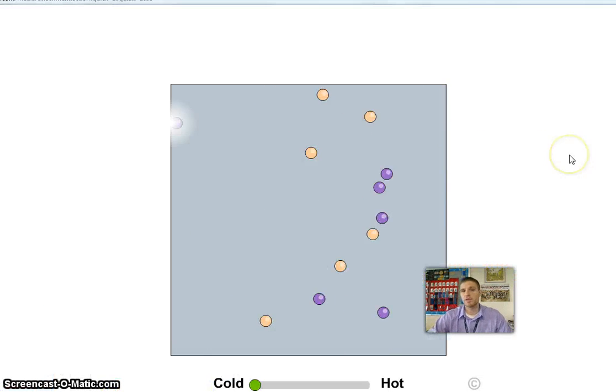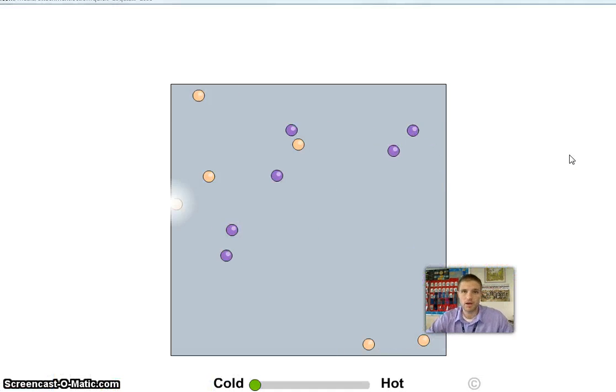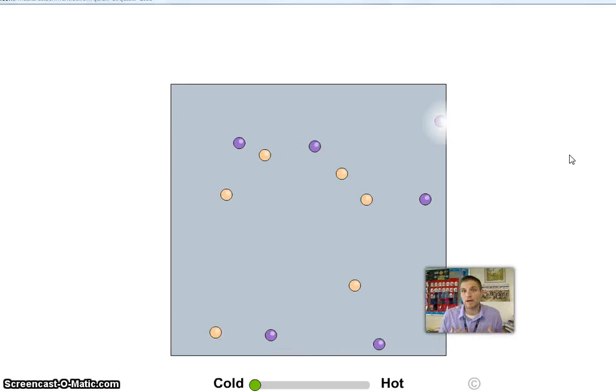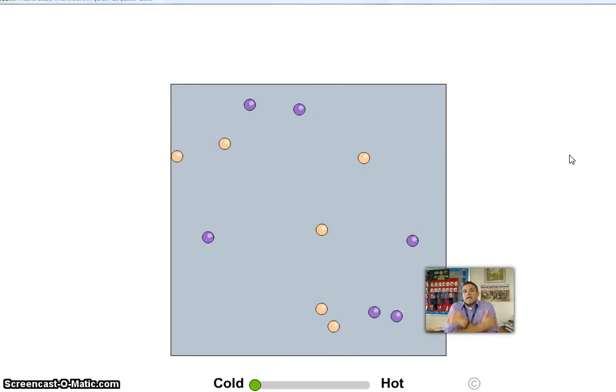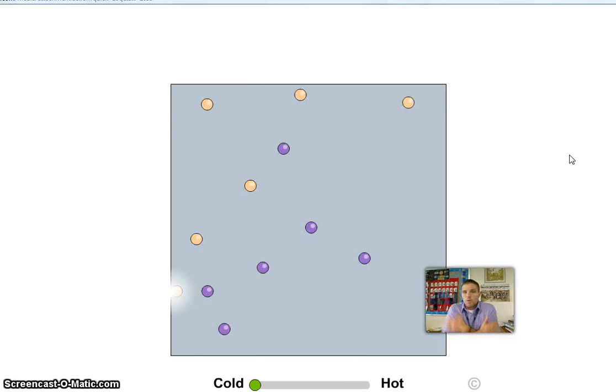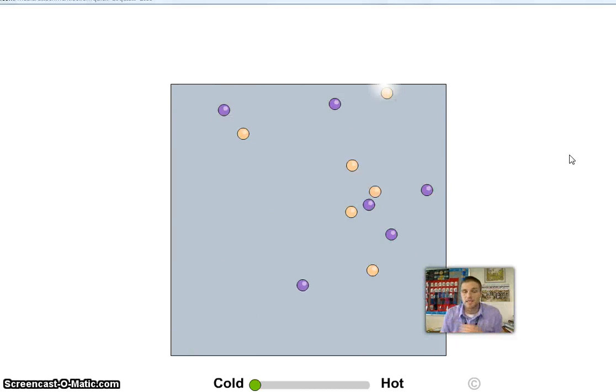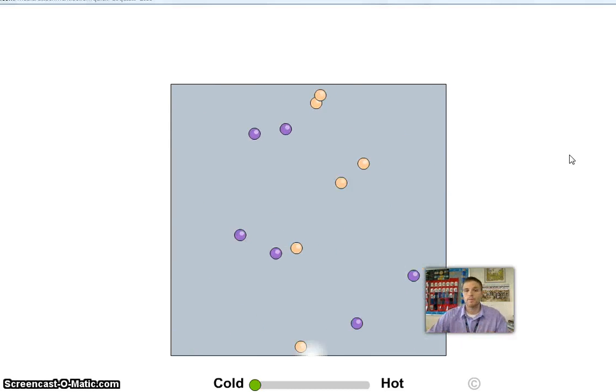Here's a good animation that I found on the website once again about Charles' law. I look at it this way. When I'm cold and I'm outside, if I don't have my jacket, I go like this. I get as close as I possibly can because I want to warm up. So the same thing with gases. They get as close as possible because they want to warm themselves up.